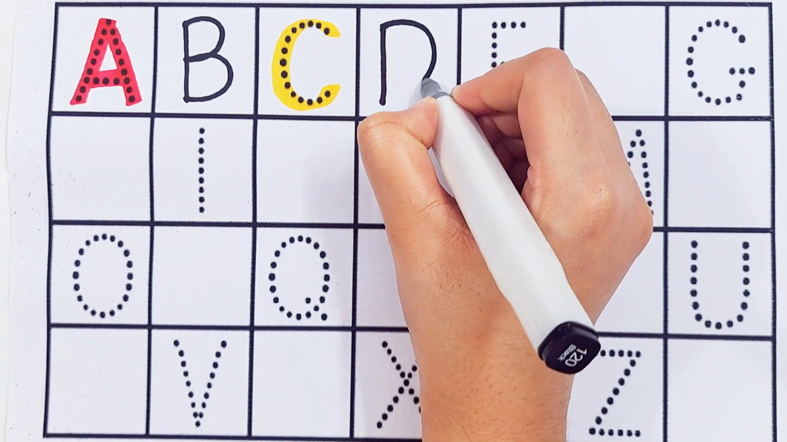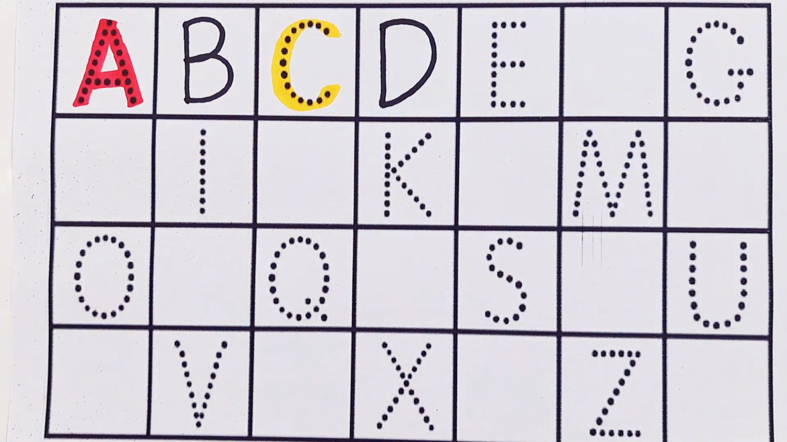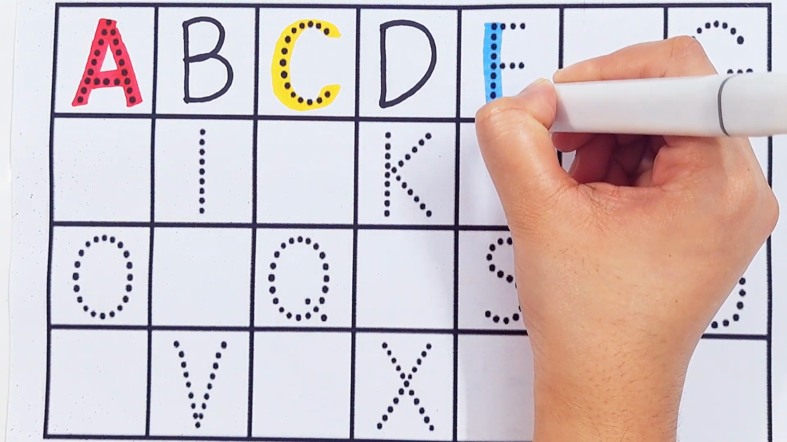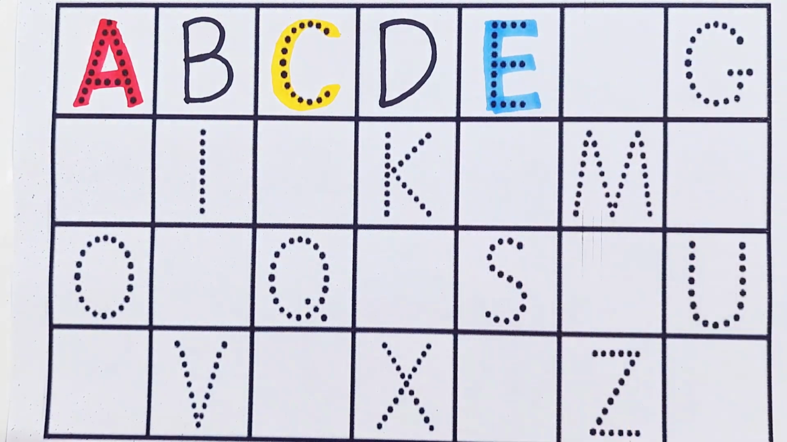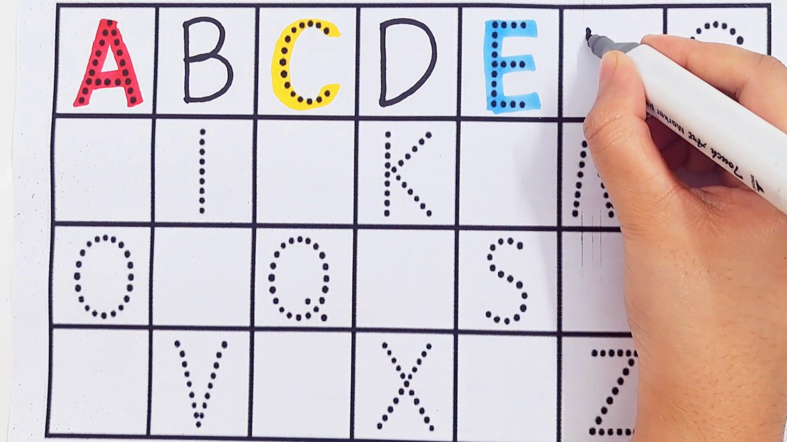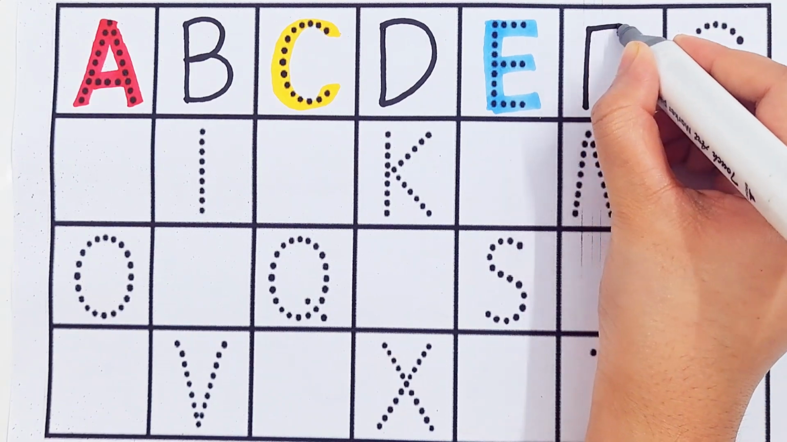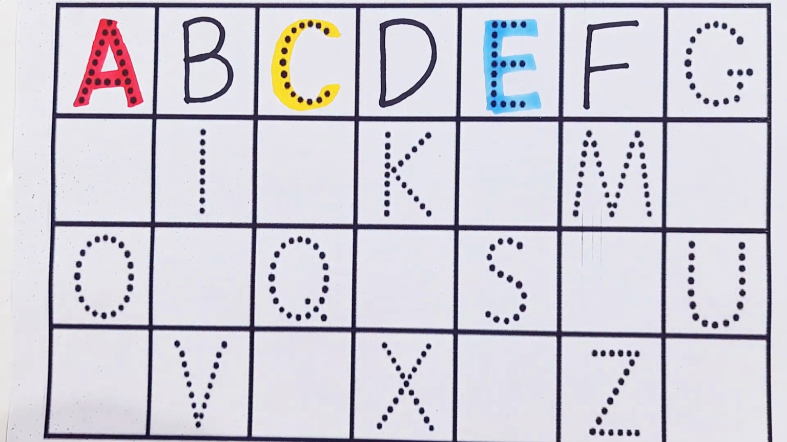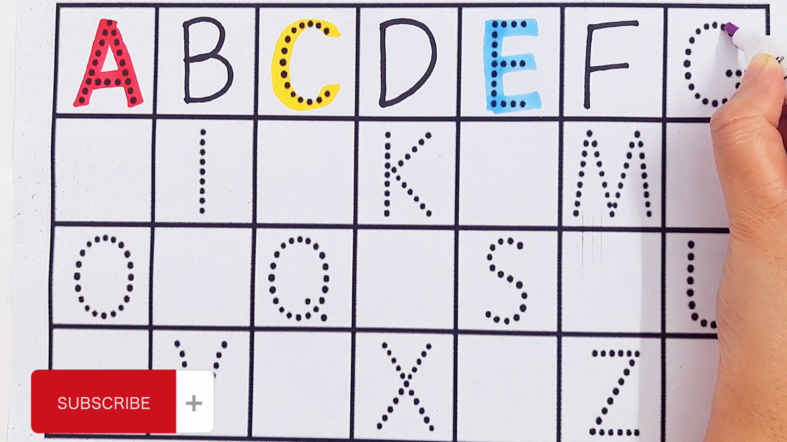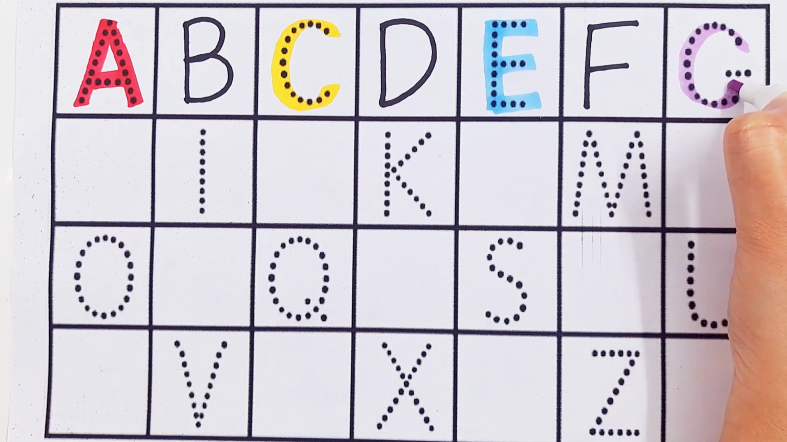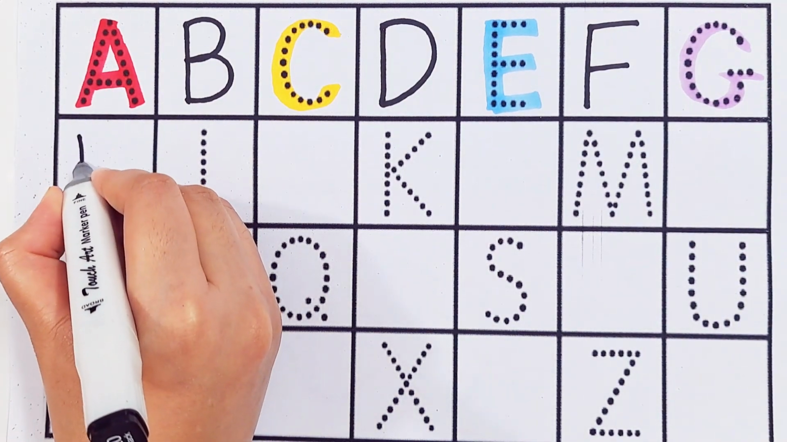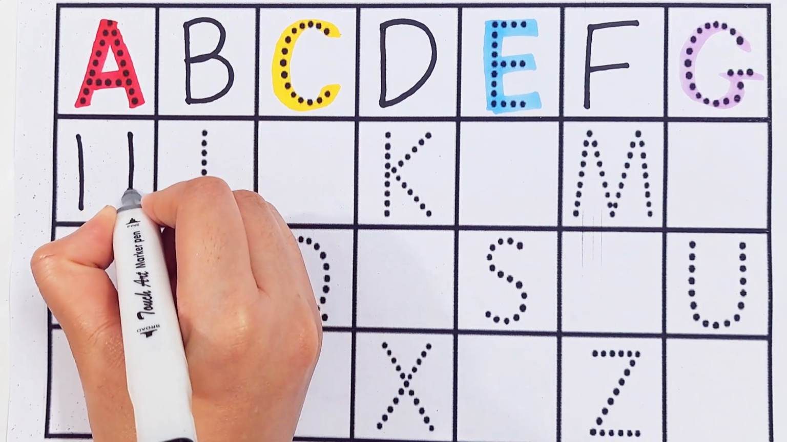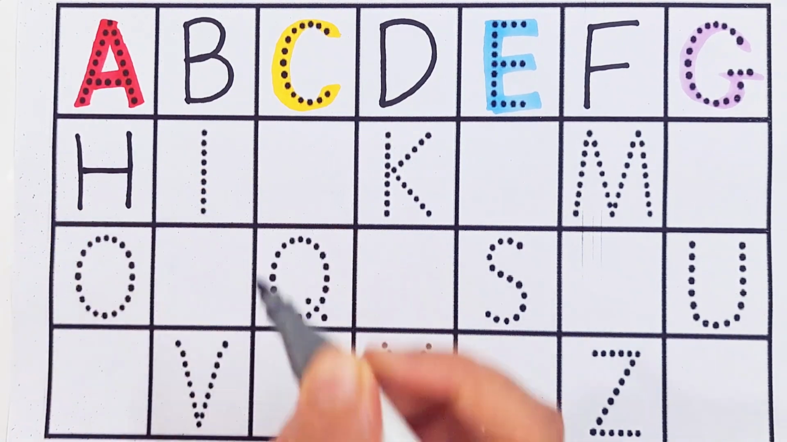D for doll. E for elephant. F for flowers. G for goat. H for house.